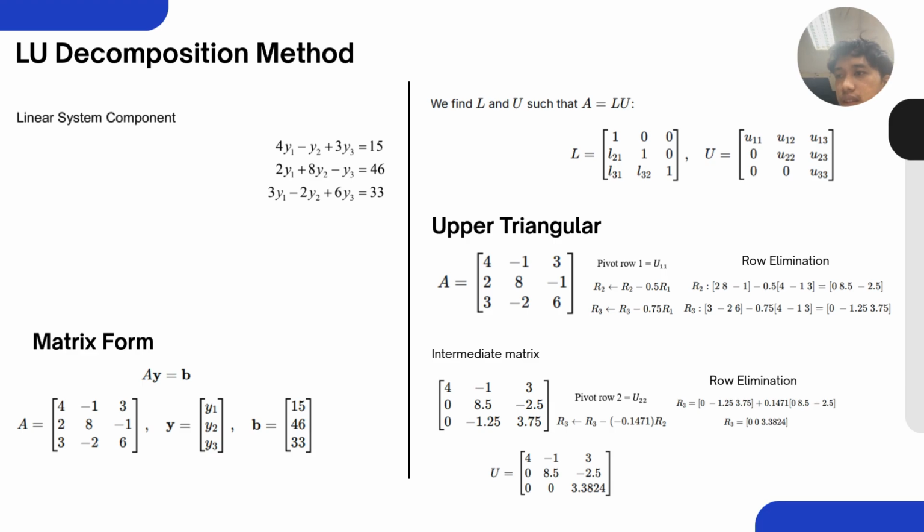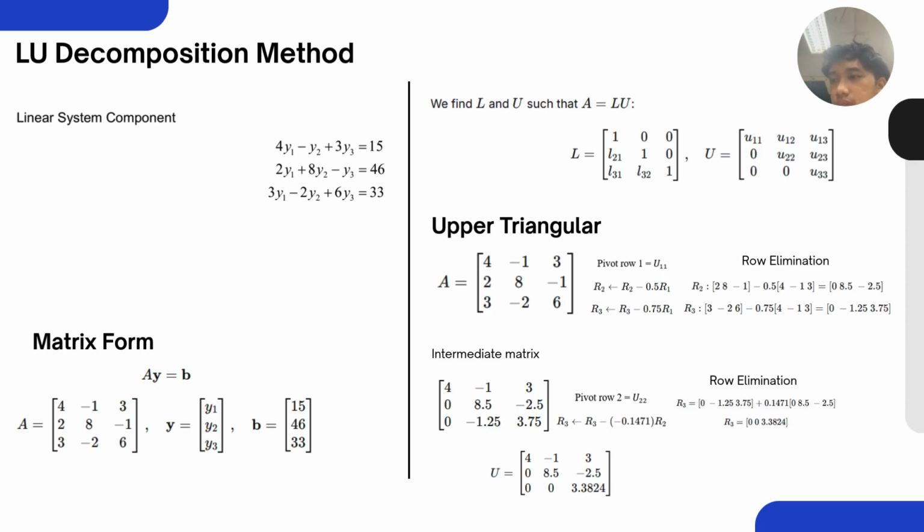Next, we construct the upper triangular matrix U using row elimination, similar to Gaussian elimination. We start with matrix A and eliminate the values below the main diagonal. Firstly, we use row 1 as the pivot and eliminate the first column values in row 2 and row 3. After elimination, we get an intermediate matrix.